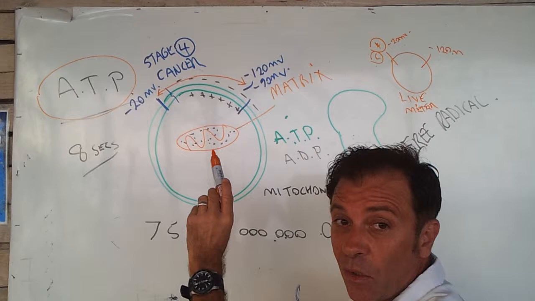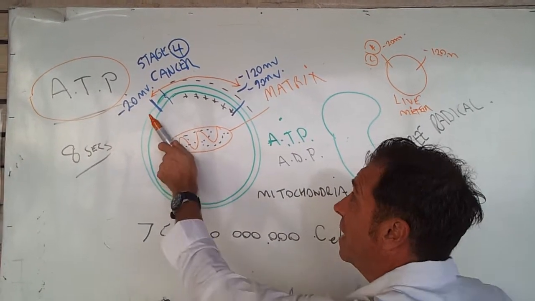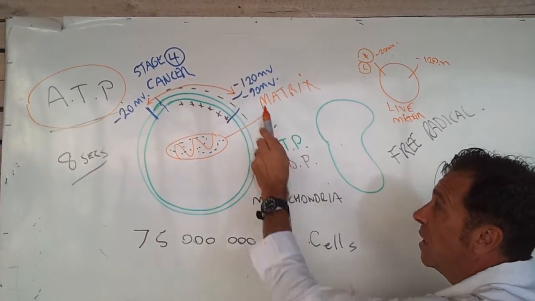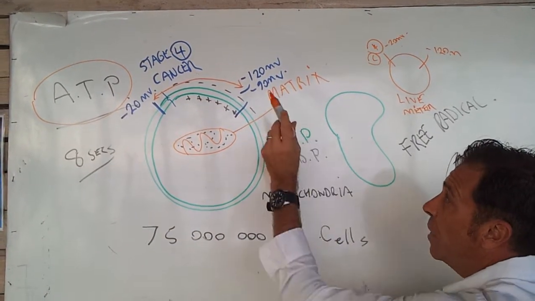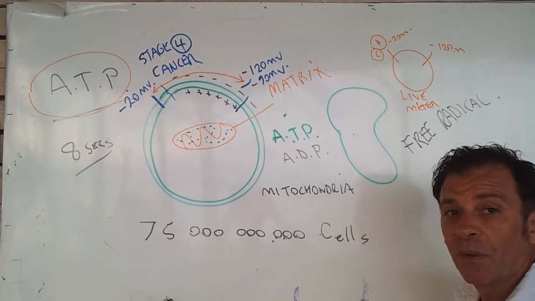That can be measured. On a stage 4 cancer cell, that measurement is minus 20 millivolts. You don't want to be there, ladies and gentlemen. That's stage 4 out the door. Super healthy cells can be measured, the electrode potential in the cell membrane, between minus 120 millivolts and minus 90 millivolts. You want to be up there, ladies and gentlemen.